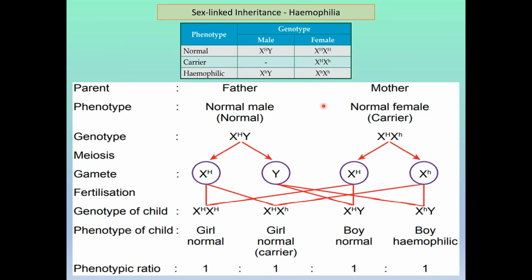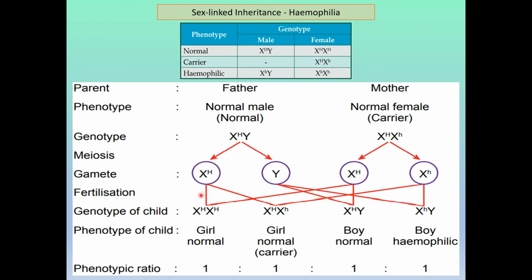This is the genetic diagram for hemophilia. Okay, look at the parent phenotypes. The father is a normal male and the mother is a normal female, but the mother is a carrier because she carries one recessive allele on an X chromosome. When meiosis occurs, the father produces two types of chromosomes, X and Y. Chromosome X carries one dominant allele, but chromosome Y does not carry any alleles, and the mother has a chromosome X with a dominant allele and a chromosome X with a recessive allele.